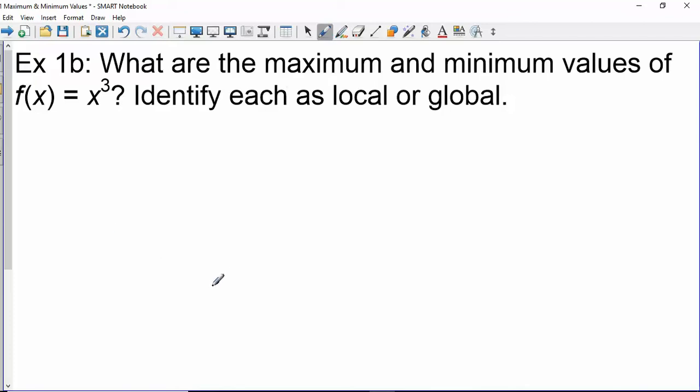What about x cubed? That's the chair. So what about this one? It doesn't have any because it keeps going forever there.